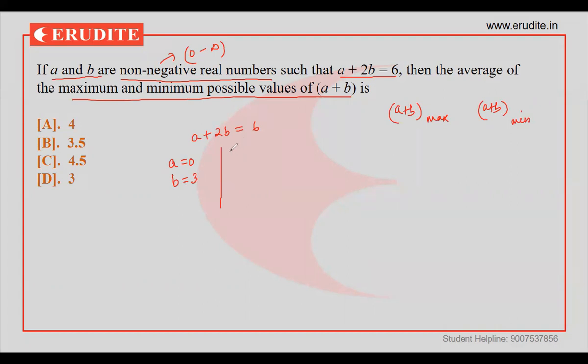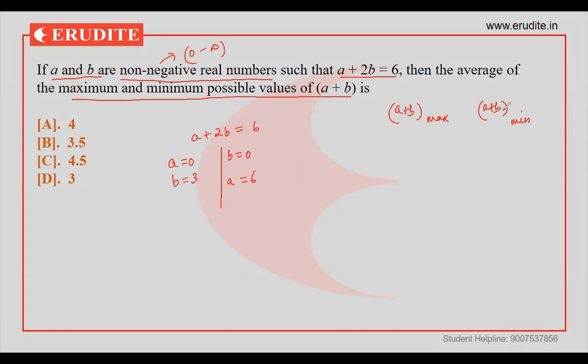Then if I'm putting B is equal to 0, A is equal to how much? 6. Now try to understand, if I want to make A plus B a maximum, either we make both A and B maximum, then the sum will be maximum. But you know that the sum A plus 2B is given a constant value, so both cannot be maximum. To make A maximum, B has to be minimum.